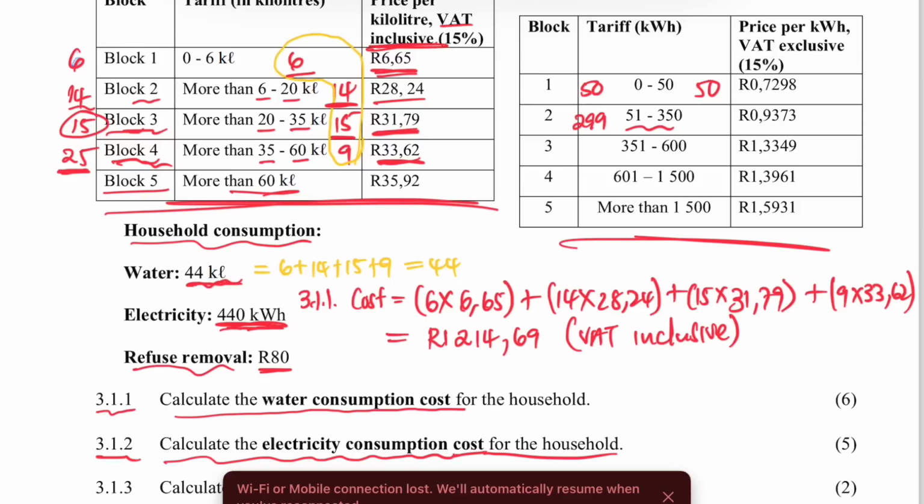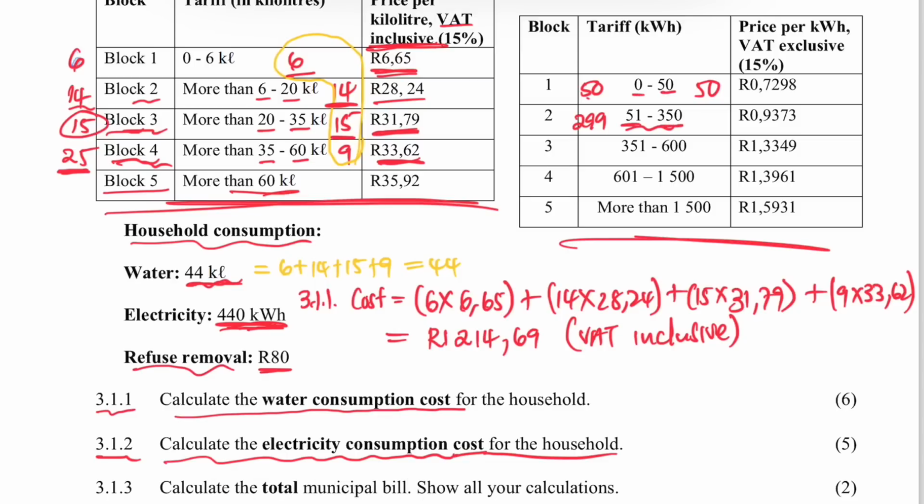Here it's 50. How do you know? You say the big one minus the small one is going to be 50. The big one minus the small one is going to be 299. And then here it's going to be 600 minus 351. Let me punch it in the calculator. I think it's 250.